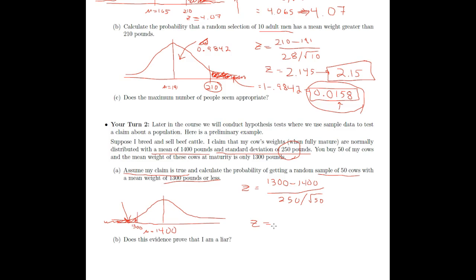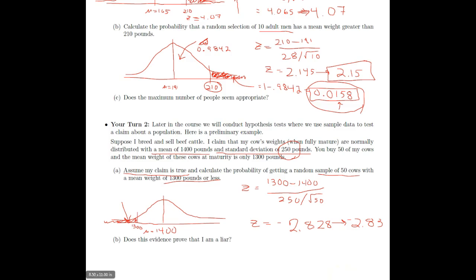1,300 minus 1,400 divided by 250 divided by square root of 50. I'm getting negative 2.828. So we would round that to negative 2.83.